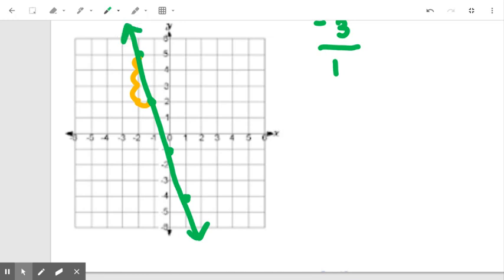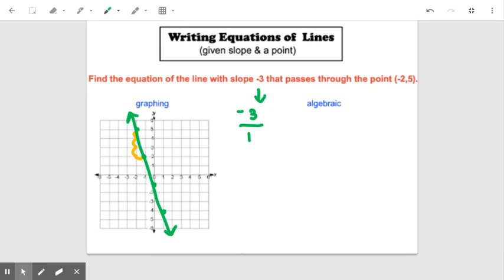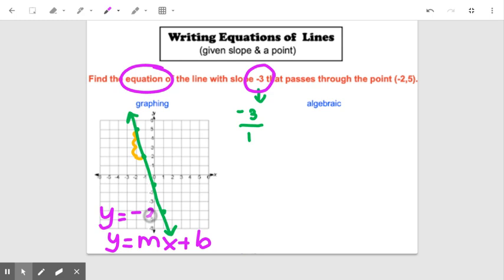Okay, so if I am going to write an equation of the line using this graph, I know that to find my equation, I need y equals mx plus b. So I know my m is my slope and my b is my y-intercept. So already we are given the slope, and that's going to go in for my m. So my equation to start with is going to be y equals -3x. And then I need to know my y-intercept.